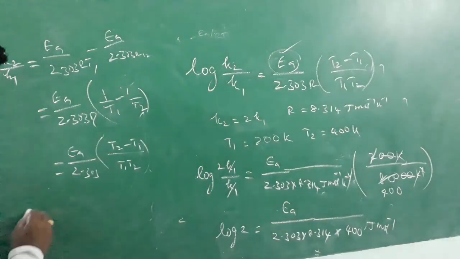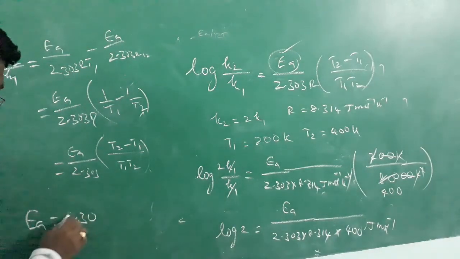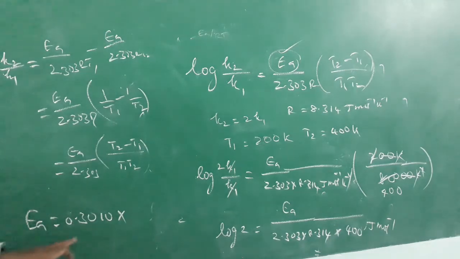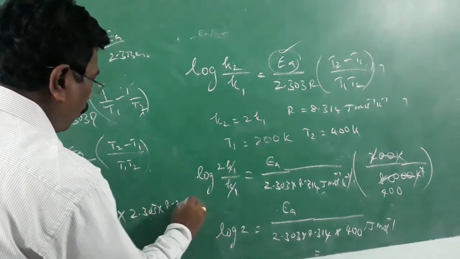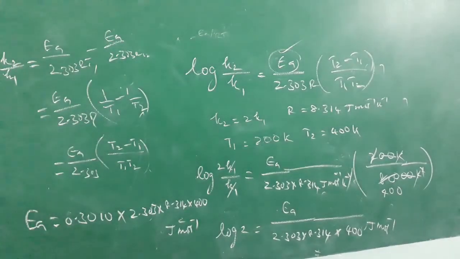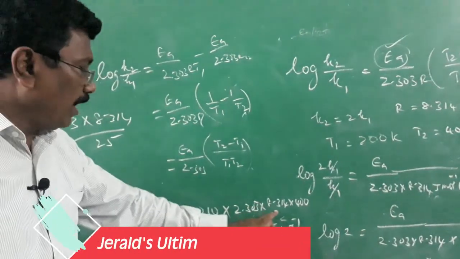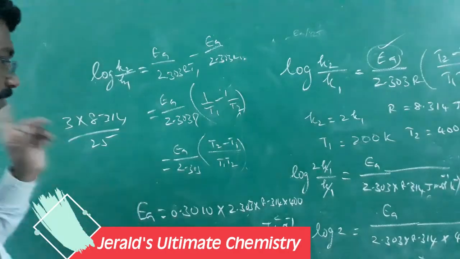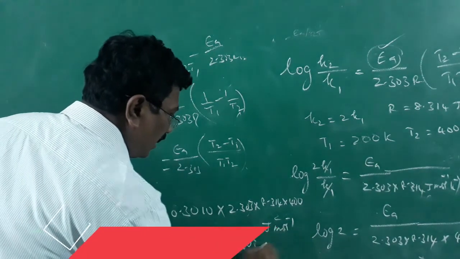Now we want Ea. Ea is equal to log 2. What is the value of log 2? 0.3010. I said already, those who are learning chemistry should know the logarithmic value for 2. It is 0.3010 into 2.303 into 8.314 into 400 joule per mole. That is the answer. The unit is joule per mole. Now I said already, approximately 3 into 8.314 gives 25. But here it is 0.3, therefore 2.5. So 2.5 into 2.303 into 400 joule per mole.